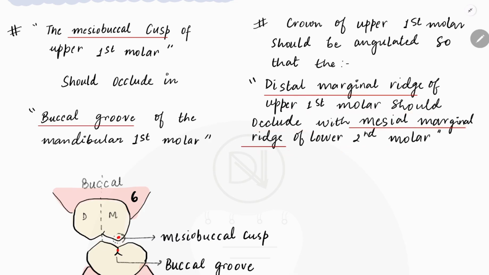So here, what is the relationship coming? In the first one, the relationship was between the first molars only of the upper and lower arch, but in this case, the relationship is going to come between the upper first molar and the lower second molar. And in the first, the cusp was occluding with the groove, but in this consideration, the ridges will be in relation to each other. So for the upper first molar, the distal marginal ridge, and for the lower second molar, the mesial marginal ridge should occlude. So let's see it with a diagram.